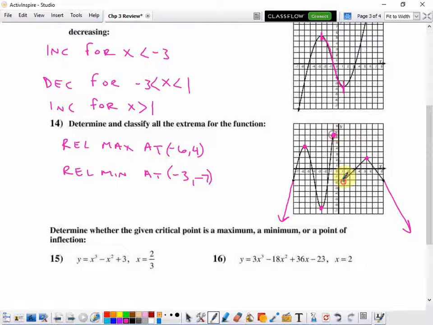And right here, that's the highest the graph will ever get. There's no arrows that say it's going to get higher. So that is the absolute maximum. And its coordinates are -1, 6. And then right here, that's the highest point in that portion of the domain. So that would be a relative maximum, and its coordinates are 5, 2.